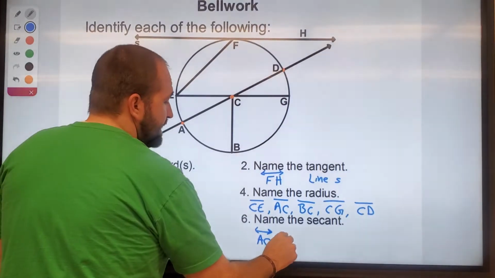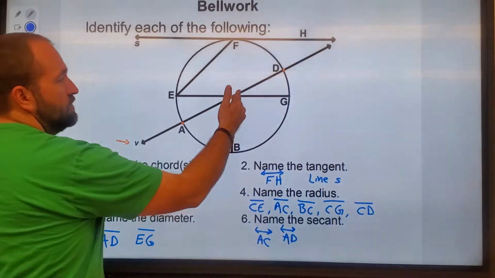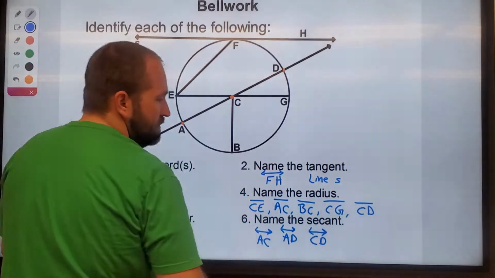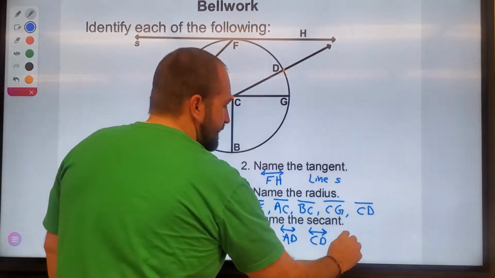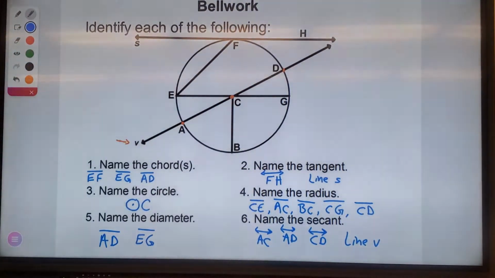I could also say AD, again, line with the arrows. I could also then use CD, line with the arrows. Okay. Or I could say line V. Again, those 3 that I say, AC, AD, and CD, you could reverse those letters, but again, I prefer your answers to be in alphabetical order. Okay. No, you will not be docked if they are not, but again, I prefer it to be that way.